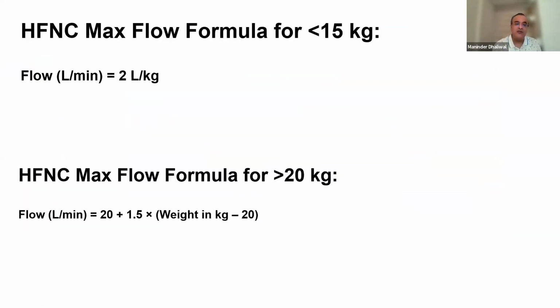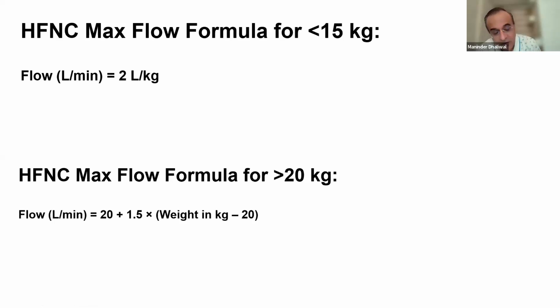So this is just a rough formula. If a child is less than 15 kgs, the flow would be 2 liter per kg. That means you would give a maximum flow rate of 20. Now, if the child is more than 20 kg of weight, then the flow would be 20 plus 1.5 times the weight in kgs minus 20. That means for every weight which is crossing beyond 20, like if it is 30, then 30 minus 20 would be 10. So 10 into 1.5 would be 15. So 20 plus 15 would be 35. For 30 kg, the maximum flow would be 35.